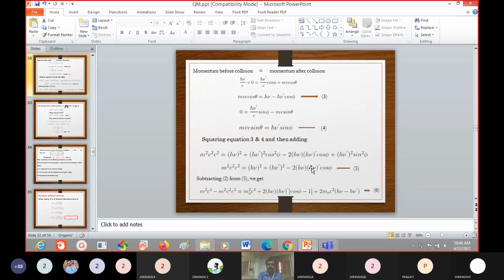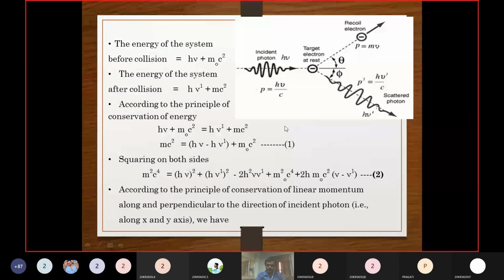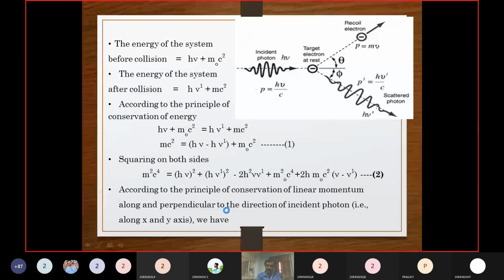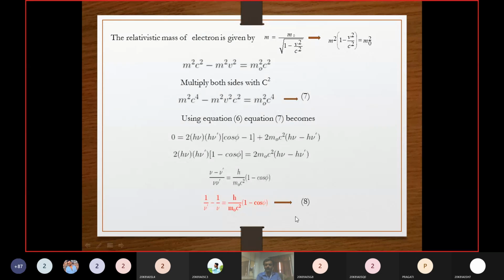Now, by using equations 2 and 5, equation 2 is this one and equation 5 is this one. Subtracting equation 2 from equation 5, some terms will be cancelled, and you will get the equation like this. Now what we have to do is, instead of m naught, we have to substitute the m value.